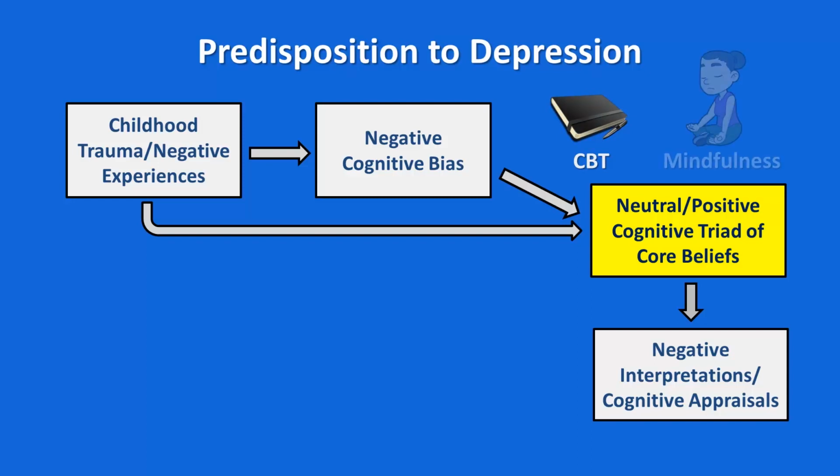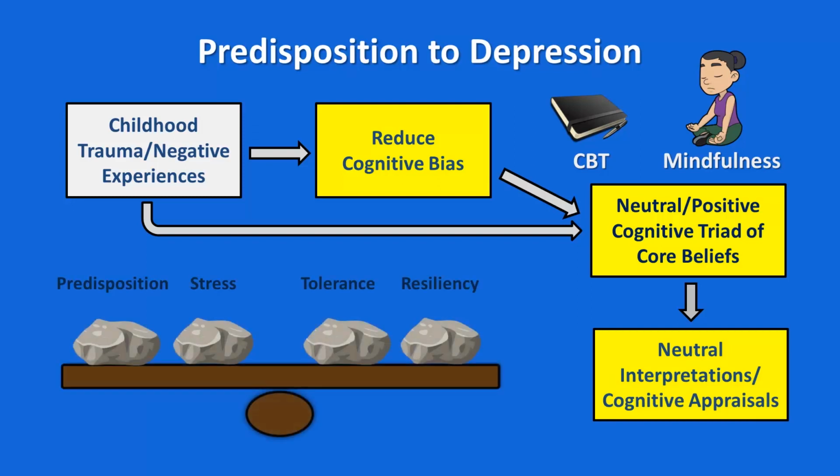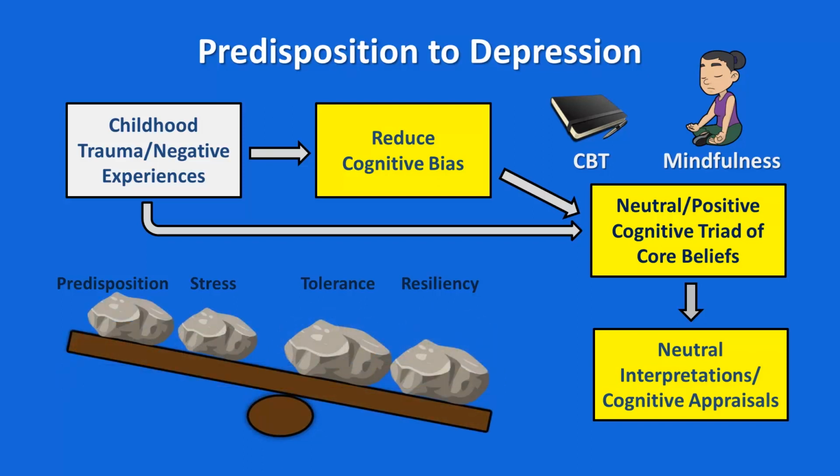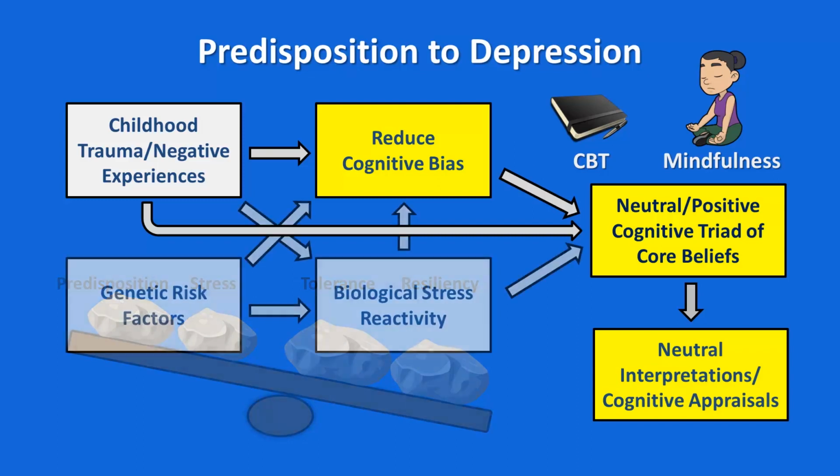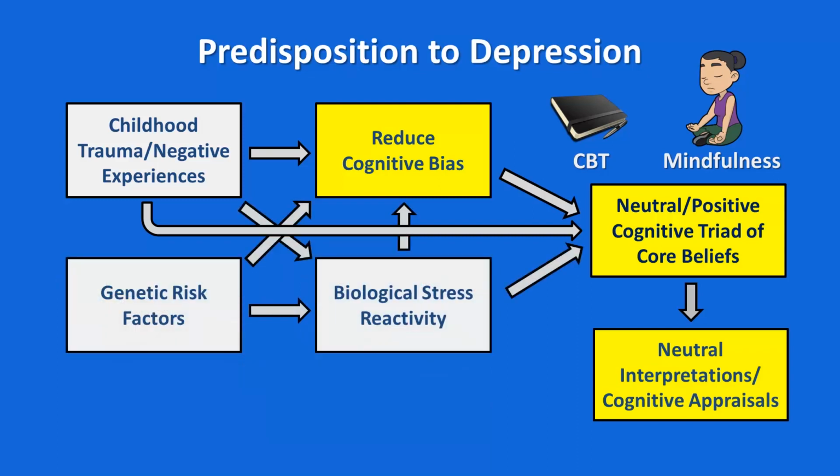And CBT and mindfulness-based therapies can also help us counter negative cognitive biases and change how we interpret and appraise life stressors and losses that can lead to depression, increase our tolerances for stress and loss, and make us more resilient, as can various strategies from positive psychology and research into happiness and well-being. And while we can't go back and change our early childhood experiences, therapy can help us work through issues from our childhoods that are contributing to a predisposition to depression.